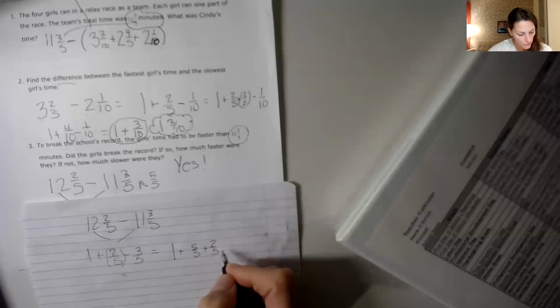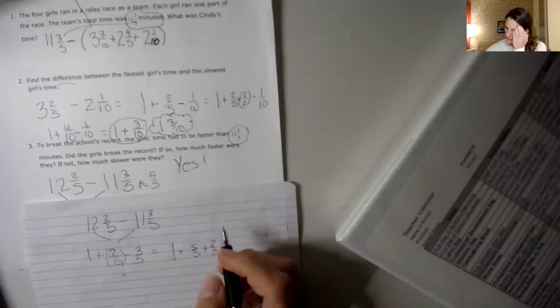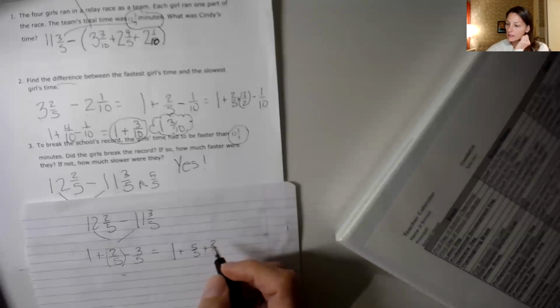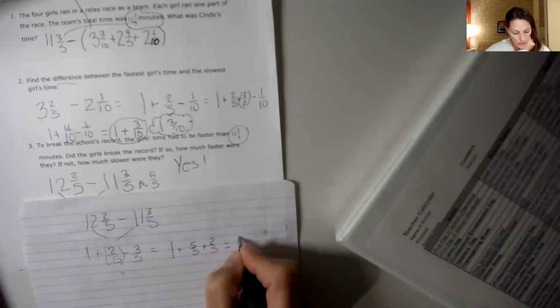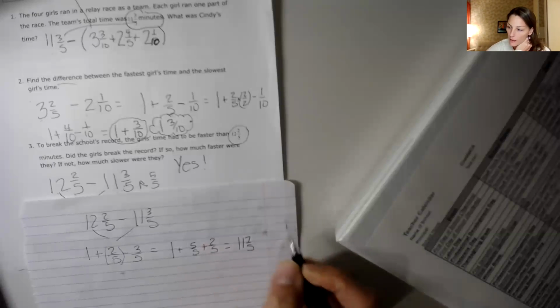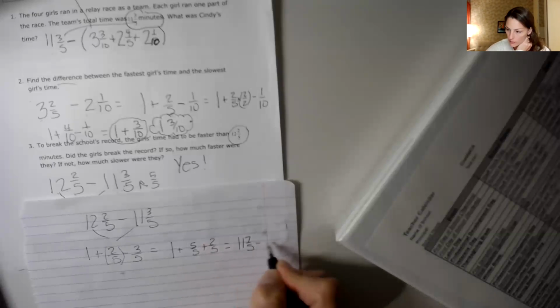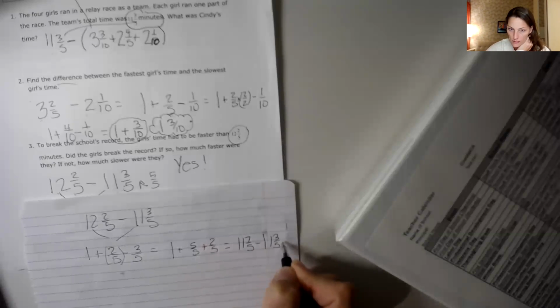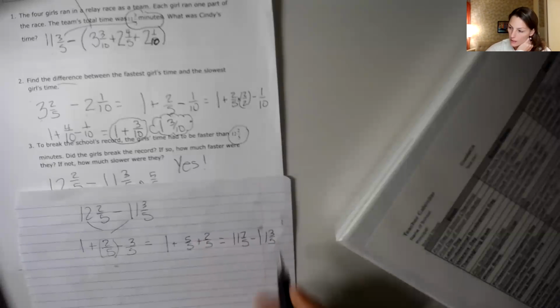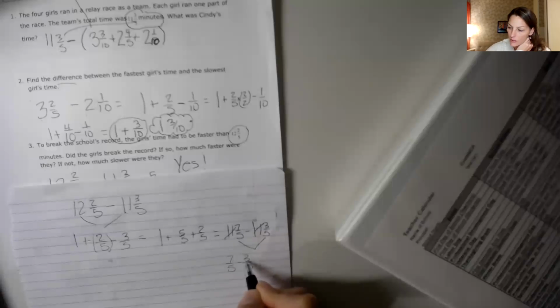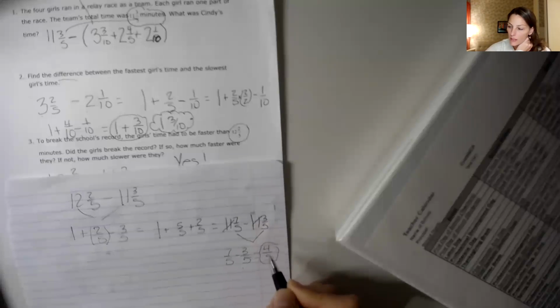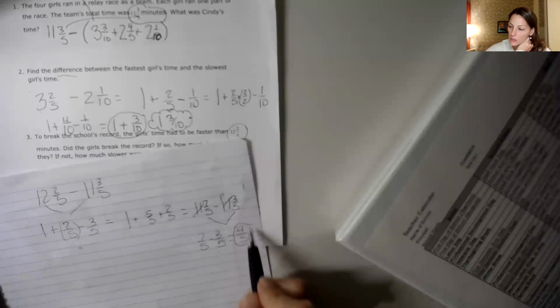Okay. So we are going to have 11 7/5 is going to be what we end up with. So 11 7/5. Now I can subtract 11 3/5 from that. And the 11s are going to cancel out. And then I've got 7/5 minus 3/5 with a common denominator. 7 minus 3 is 4, 5. So 4/5 is my answer. So they broke the school record by just 4/5.